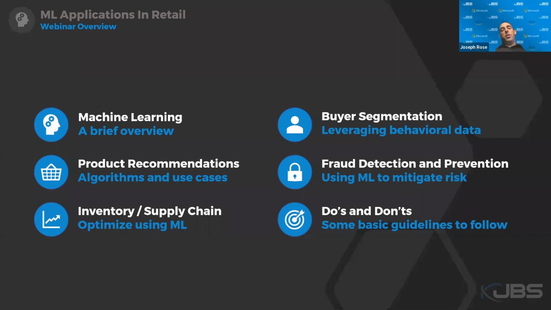Sure. So today we're going to talk about machine learning in general, what it is and how it's applied. We'll keep it pretty brief there so it's not too academic. And then we'll look at some specific use cases for machine learning that apply very well in the retail space. So specifically product recommendations, inventory and supply chain management, buyer segmentation, fraud detection. And we'll wrap up with some overall do's and don'ts and best practices and learnings.